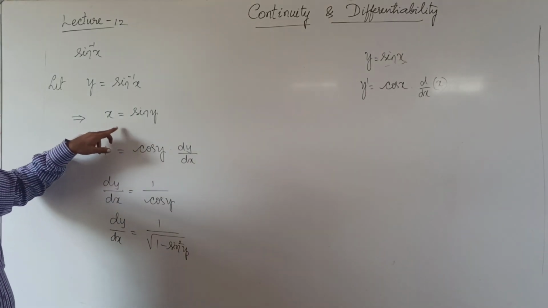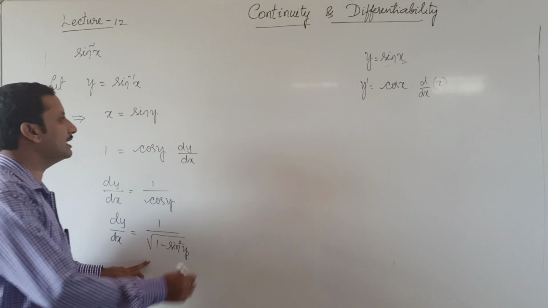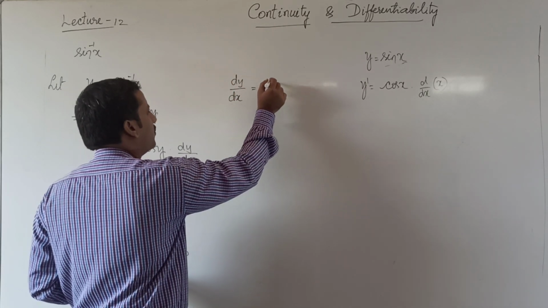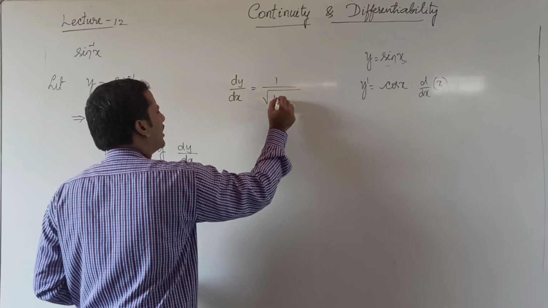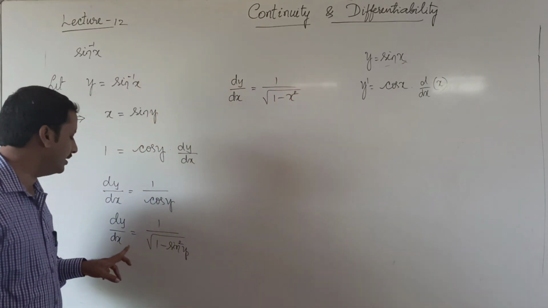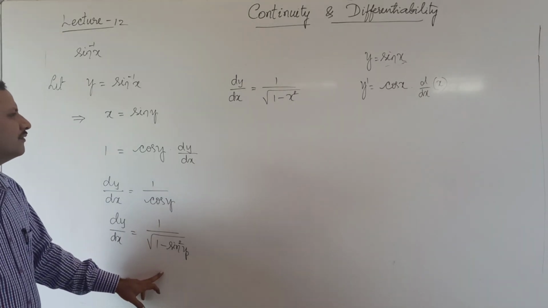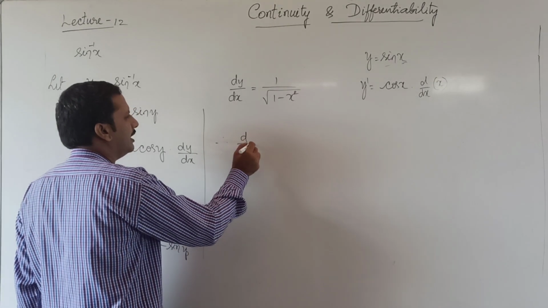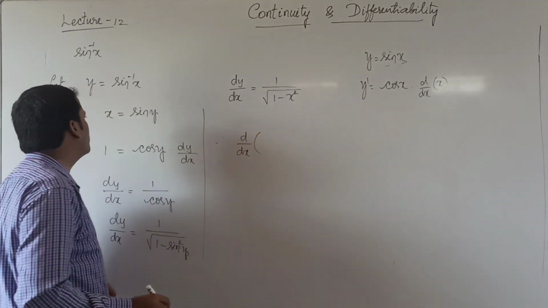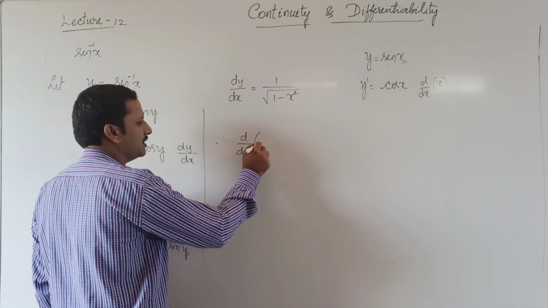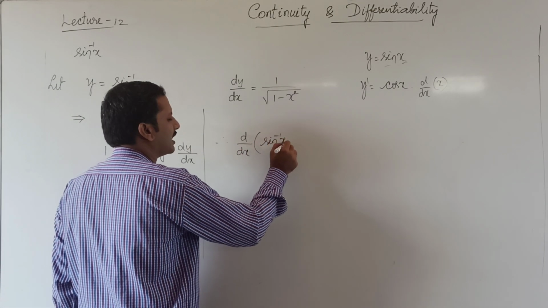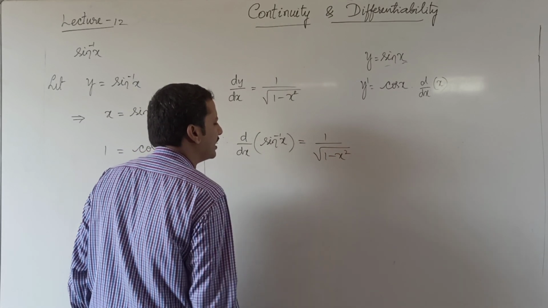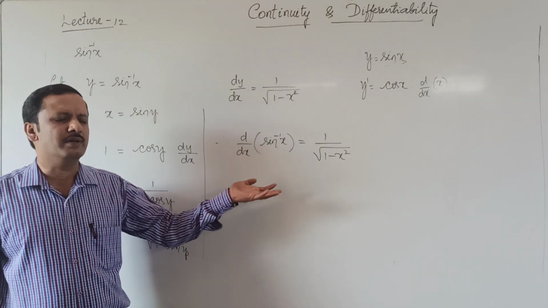Sin y is equal to x, so sin square y is equal to x square. So from this we get dy by dx is equal to 1 by root of 1 minus x square. So dy by dx, what is y? y is sin inverse x. From this I can write that the derivative of sin inverse x is equal to 1 by root of 1 minus x square. Remember this formula.